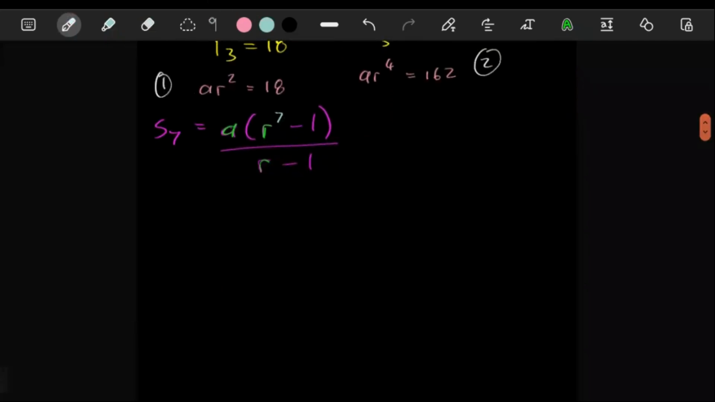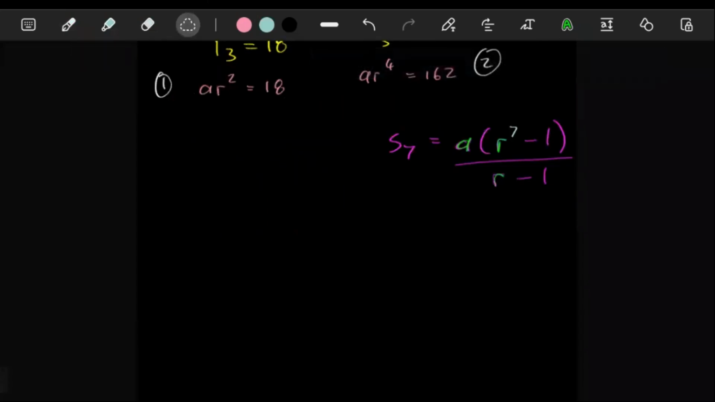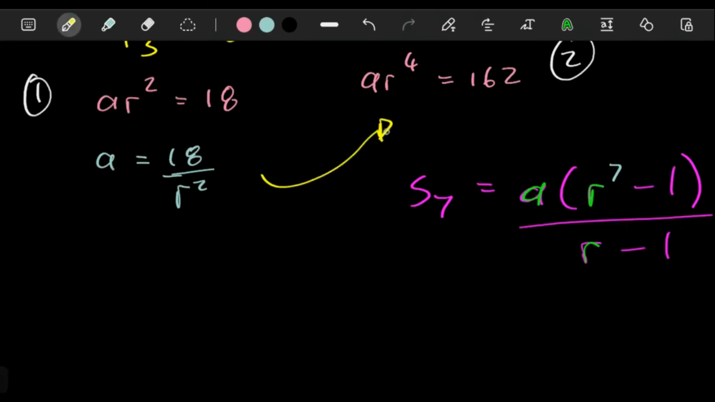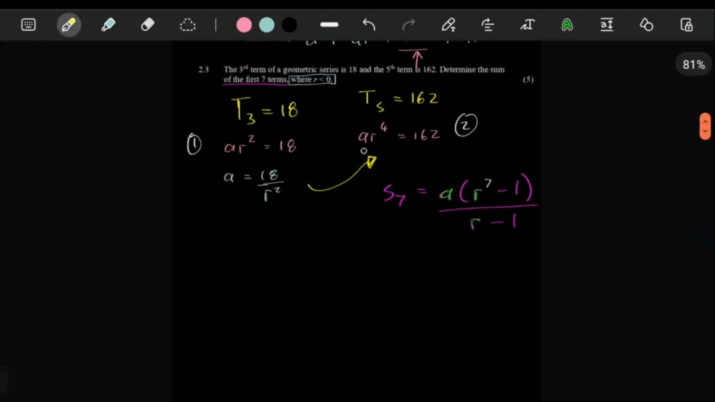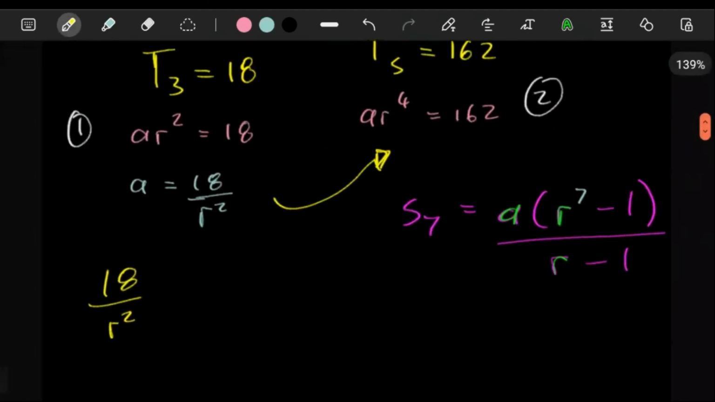So let's do that. Working out A and R simultaneously is not going to be a hassle, because here we can easily just isolate A. If you isolate A here, you're going to have A is equal to 18 over R squared. That's equation 1. And then you can just throw that into the second equation, because that's how substitution works. Where A is, you have 18 over R squared, and then that whole thing is being multiplied by R to the power 4.